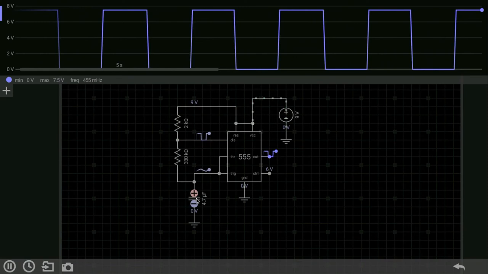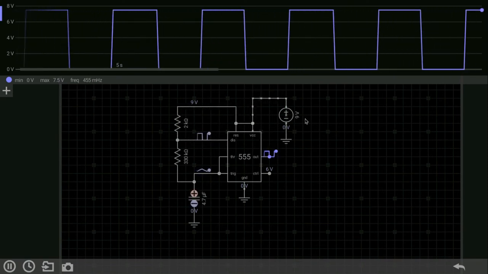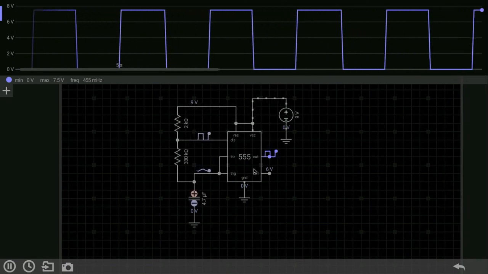Watch what happens when the capacitor starts to decrease the positive and negative. You see that it switches, kind of. It turns off and on, which is turning the output off and on, off and on.